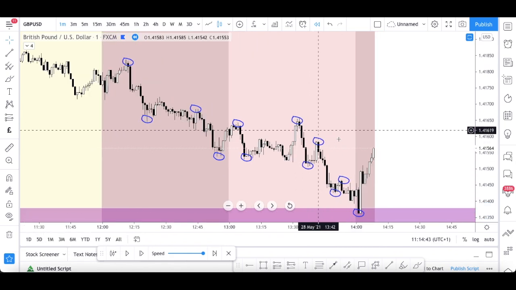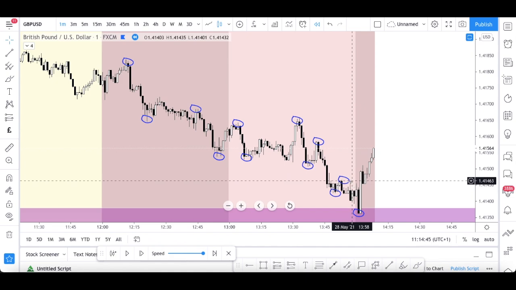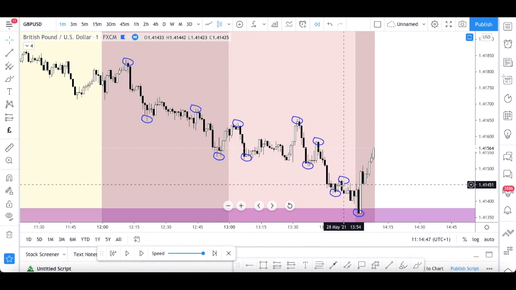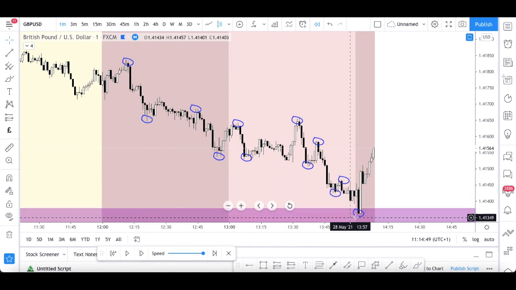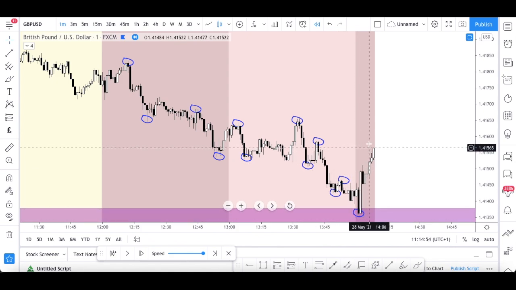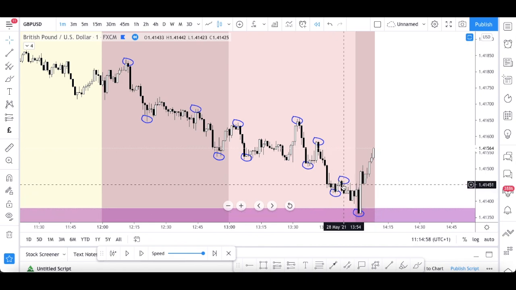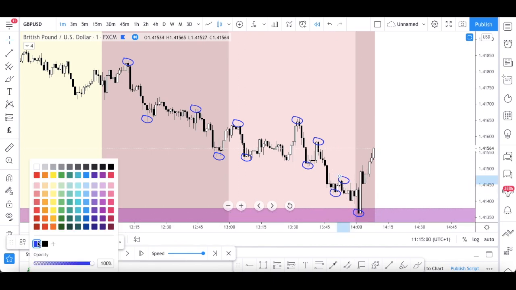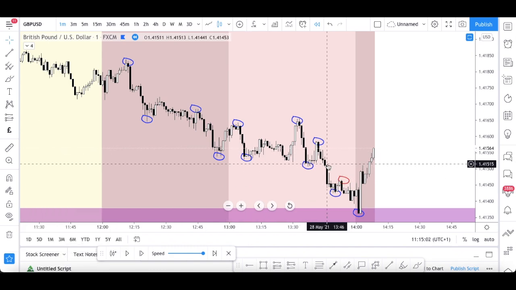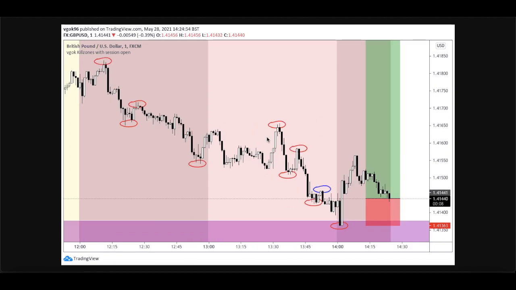Now, out of all of those, the one that was broken, the one that was significant was this one. And after it touched our zone, after we touched our point of interest, we had a big, strong movement up, indicating that the demand in this area was very strong. And this was the last significant lower high to be broken, which is what I've labeled out in this screenshot here.